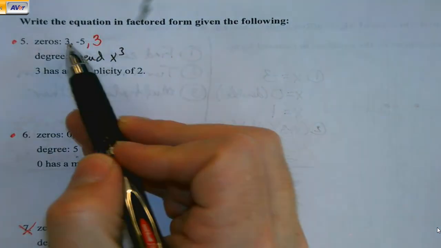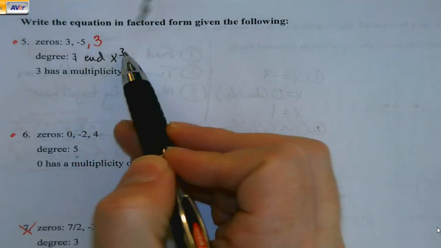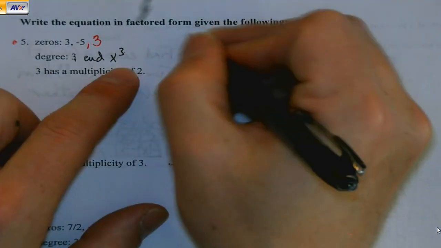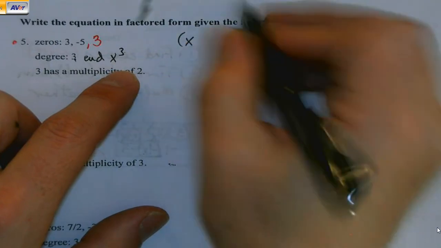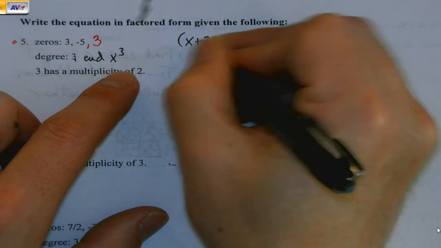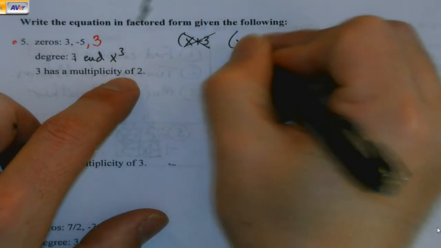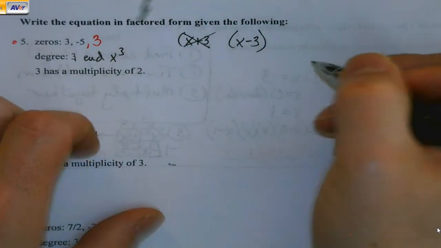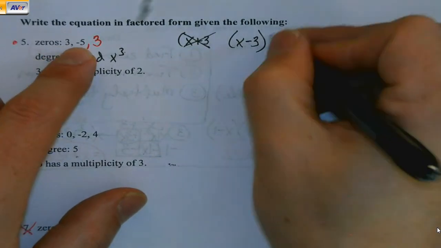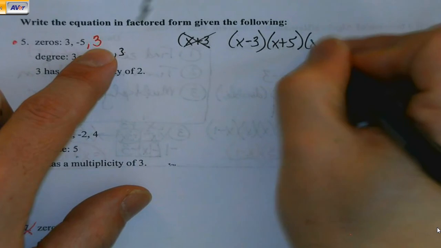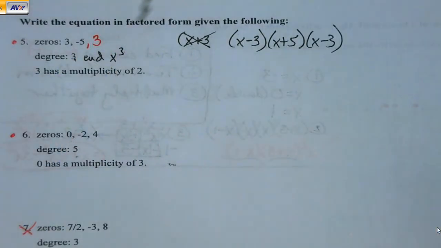Because now I see there's 1, 2, 3 zeros. I'm supposed to end up with x to the third. So now I can say, okay, that means I'm going to have x plus 5, x minus 3, opposites, and I work my way through that like I did on the other one.